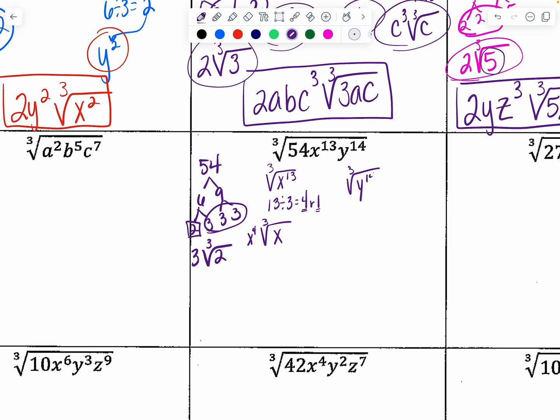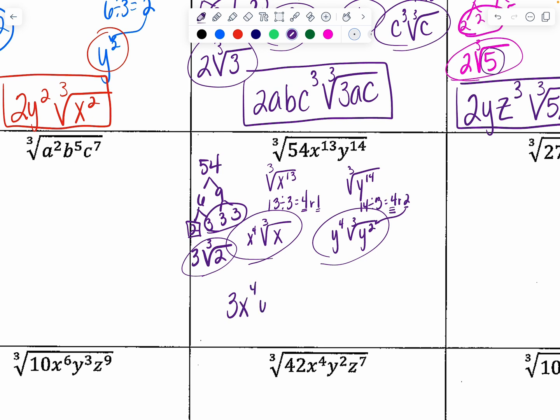And then we have y to the 14th. So I take 14 divided by 3. And that gives me 4 with a remainder of 2. So now, this is the exponent on the outside. So y to the 4th, cube root of y squared, because that comes from right here. So now I'm going to put all these pieces together. So 3x to the 4th, y to the 4th, cube root of 2x y squared.